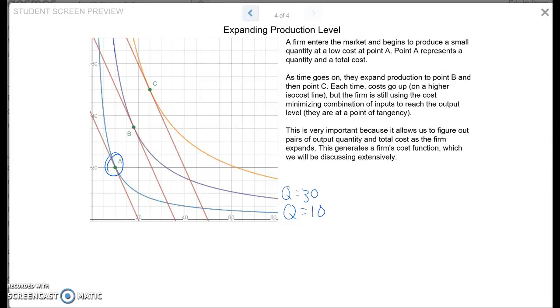As long as the wage rate and the rental rate don't change, the isocost lines are all going to be parallel to each other. And so the point of tangency is going to move from A to B as you expand production. And then as you expand production again to point C, this might be they move up to a quantity of 50 or something like that.